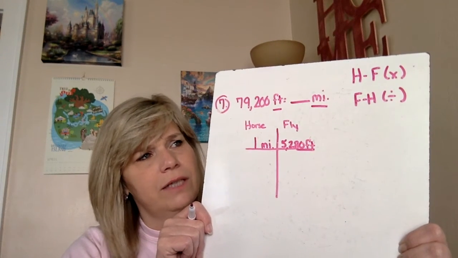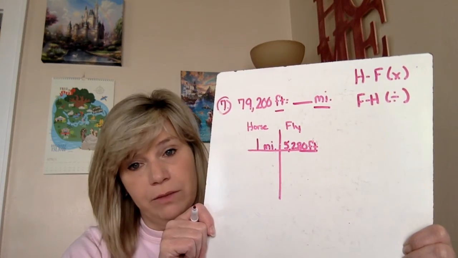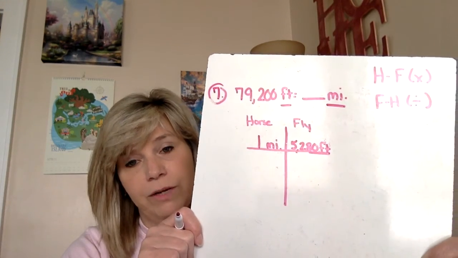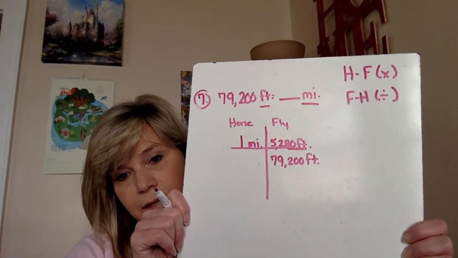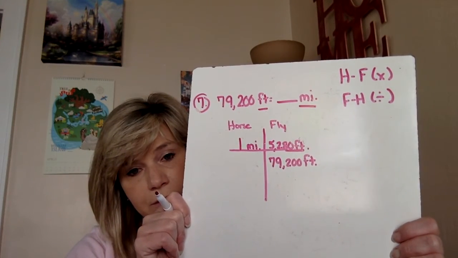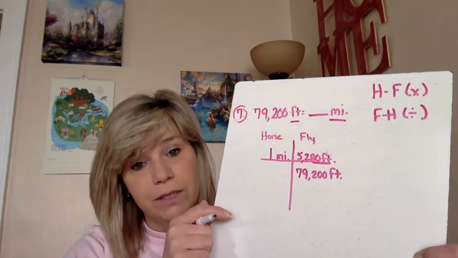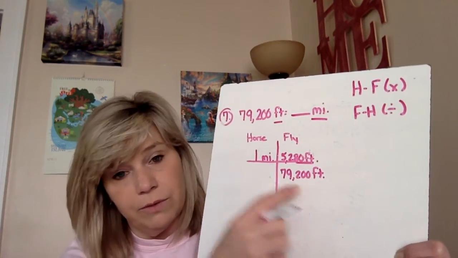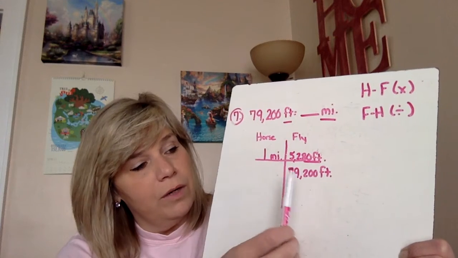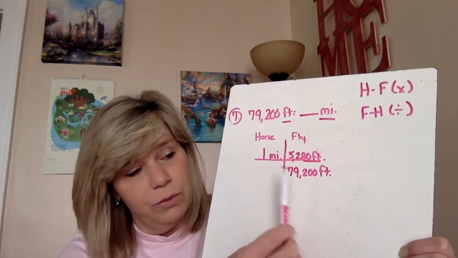Okay, so then we look back up and we say, well, what did they give us? Did they give us feet or did they give us miles? We have to match up the units, and they gave us feet, didn't they? So I'm going to write the feet under feet. So under that 5,280 feet, I'm going to write 79,200 feet. And again, guys, it's like with everything we've done in math, the more you do, the easier it gets. Now look, are we going to go from horse to fly or fly to horse? Well, you have to start with the number that they gave you. If they gave you a number under fly, start with fly. So we're not going horse to fly. There's nothing there. We're going fly to horse.